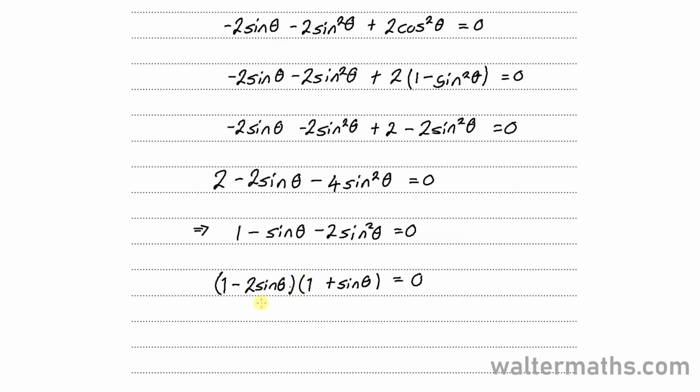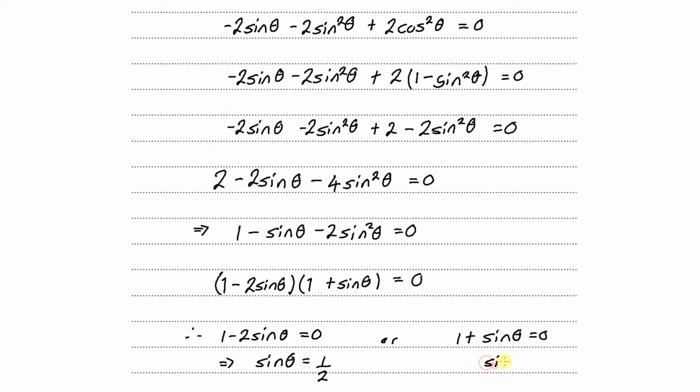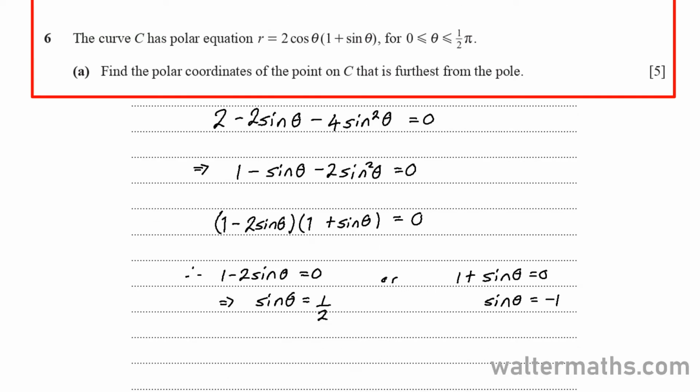So we factorize it, and therefore we can say either the bracket 1 minus 2 sine theta equals 0, such that we get sine theta being equal to a half, or 1 plus sine theta equals 0, such that sine of theta will be equal to minus 1.